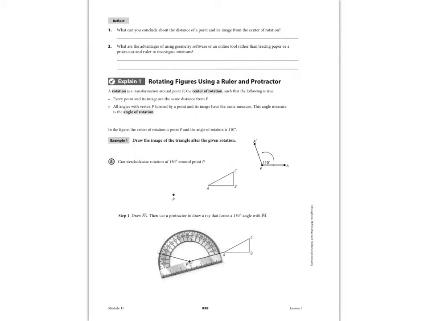On page 858 are some important definitions. So first of all, a rotation involves going around what we call a center of rotation. And depending on how far around it goes, that's going to be our angle of rotation. So keep in mind that if we were to go all the way around, that is 360 degrees.